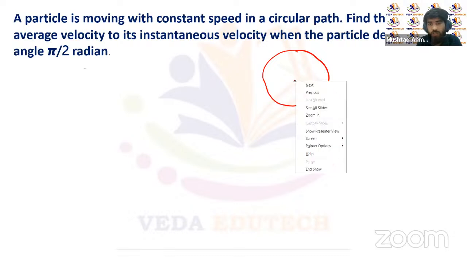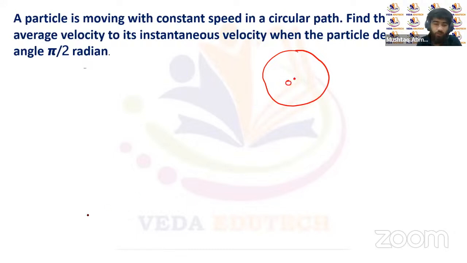The particle is moving in a circular path. Let's suppose this is the origin. The particle moves in a circular path with some constant speed v. Let's suppose that the particle begins its motion from this point P, or from this reference line. Now we have to calculate the ratio of the average velocity to its instantaneous velocity when the particle describes an angle of pi by 2 radians. It means that the angular displacement of this particle with respect to this point P is 90 degrees, or pi by 2.